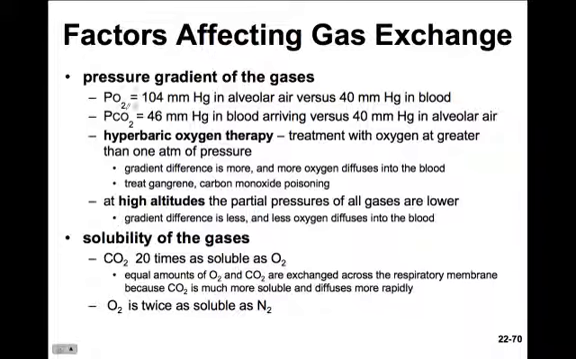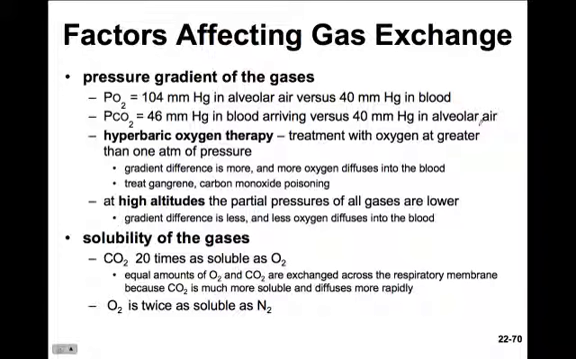The partial pressure of oxygen in the alveolar air is about 104 millimeters of mercury. In the blood, we see the partial pressure of oxygen being about 40 millimeters of mercury in the lungs. Thus, we can see that there's a higher gradient moving from the alveolar air into the blood. For CO2, we see that in the blood arriving at the lungs, it's about 46 millimeters of mercury and about 40 millimeters of mercury in the alveolar air. So which way is the carbon dioxide naturally going to move?